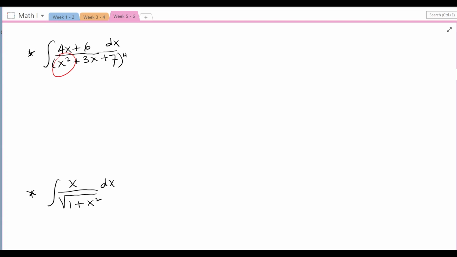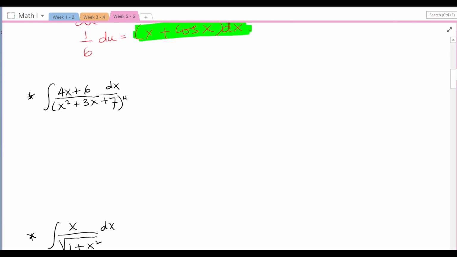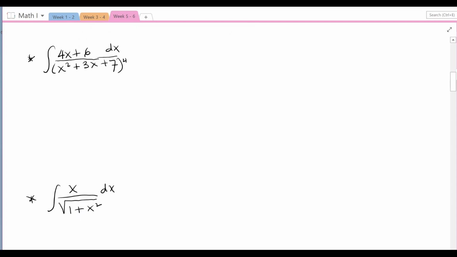So this is almost the same as the expression in the numerator part. So we can just let u be our denominator, x² + 3x + 7. We do not include the power of 4 here, for simplification. So we can proceed with taking the derivative of u with respect to x, which will be 2x + 3.